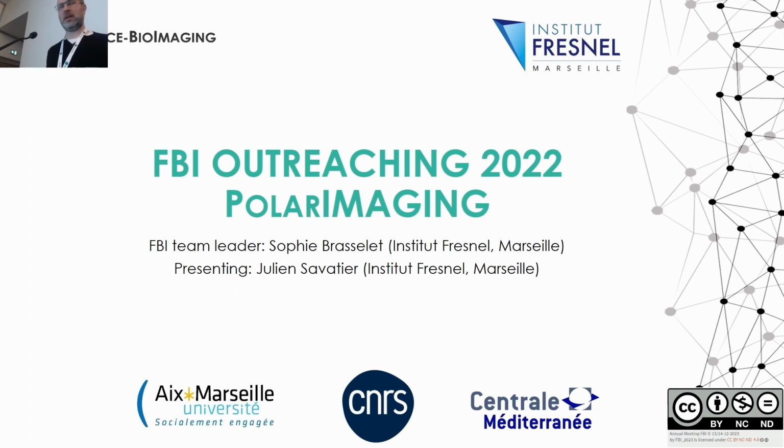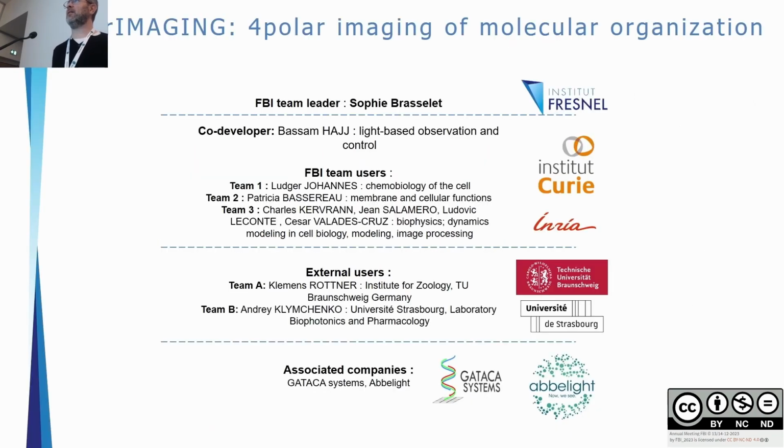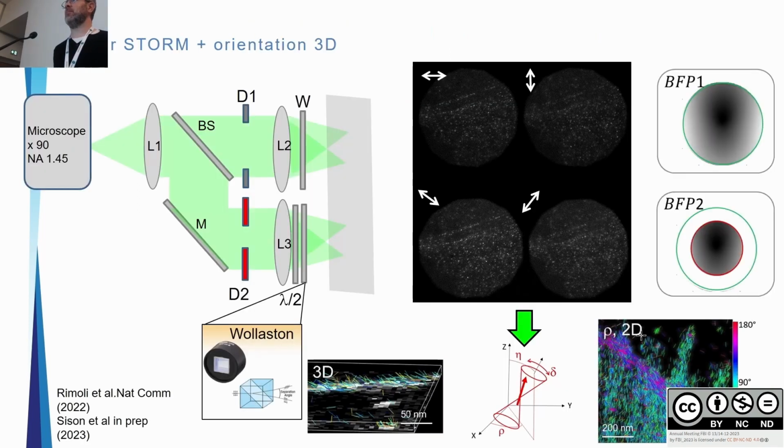So in Mosaic Group in Fresnel, we like to play with polarization of light. Maybe it's one of our specificities. So in this project, it was about the four-polar imaging of molecular orientation. As I said, led by Sophie, in collaboration with a lot of people, mostly in Institut Curie with Bassam, Aj, Johannes, Patricia, Charles, Jean, former PhD and postdocs, and also some external users, and two companies, Gattaca and Avelite.